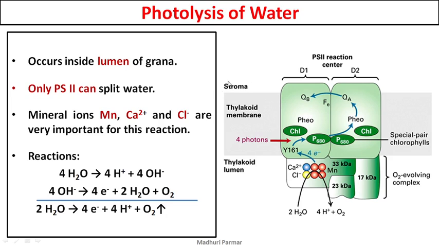Now just looking at this diagram, let us understand it. Here you have P680, which is nothing but your photosystem 2. Photosystem 2, as I already told you, is the only one which can split water. You can also write it as P680. This is present in your thylakoid membrane, outside is stroma, inside is lumen.